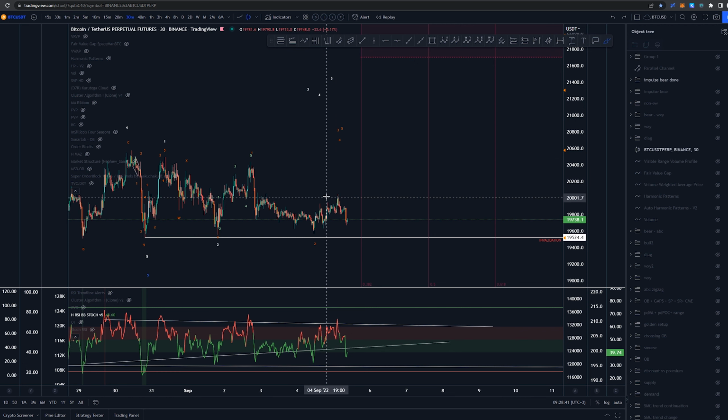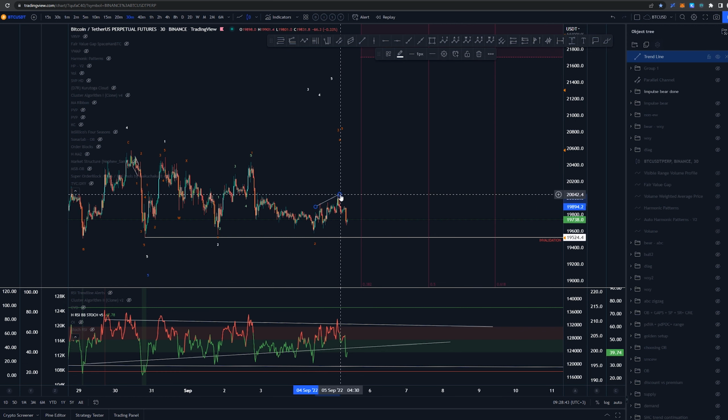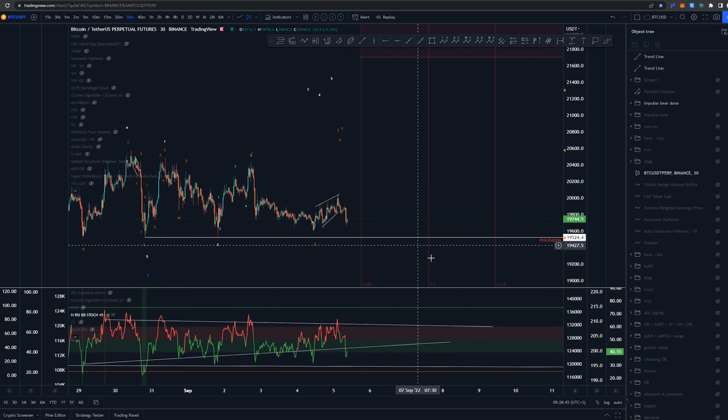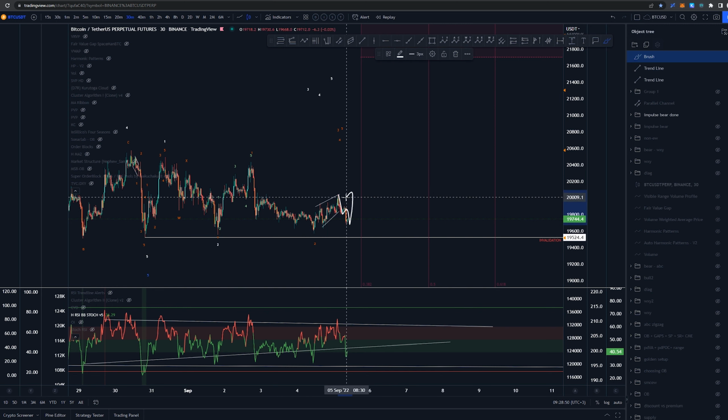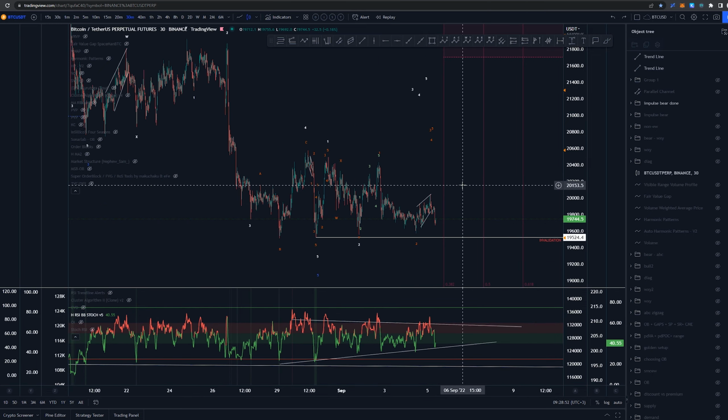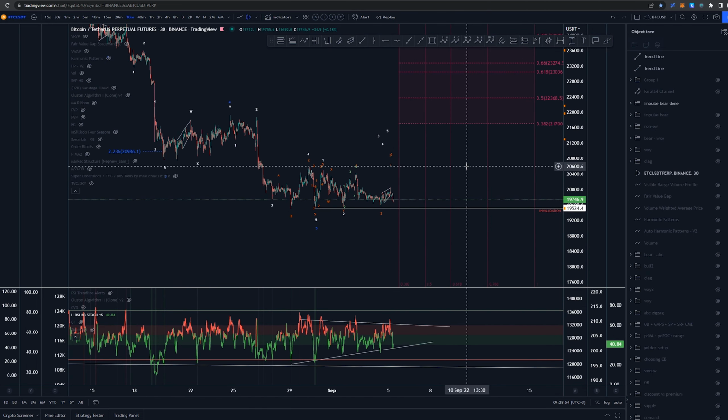The only bullish way I can see at this very moment for this structure over here is something like this as a leading diagonal, and then a three-wave pullback and then again launching up higher. So those are the basic two scenarios.